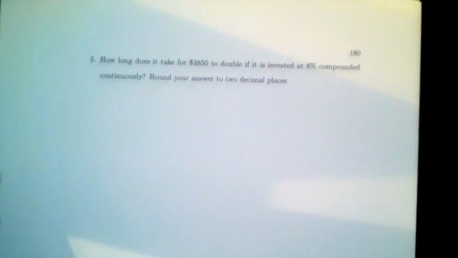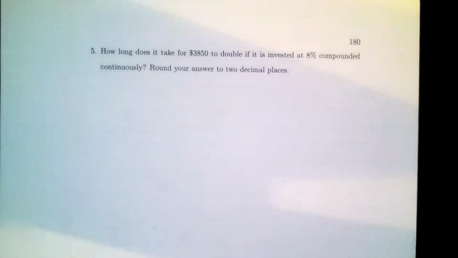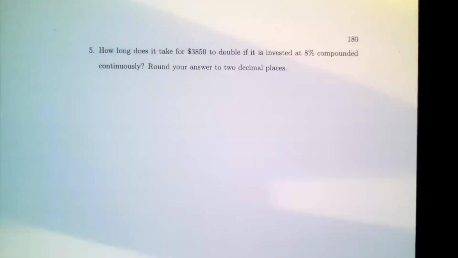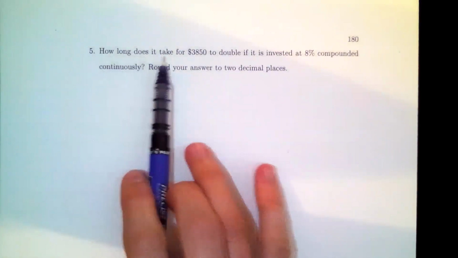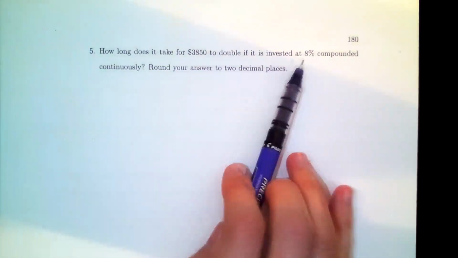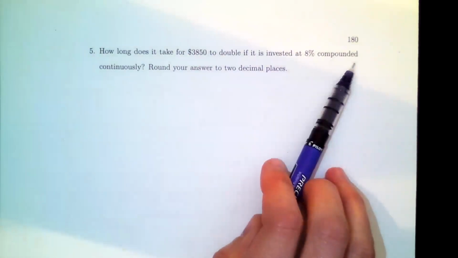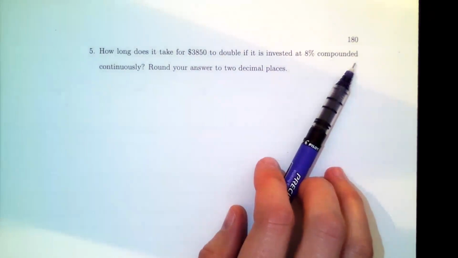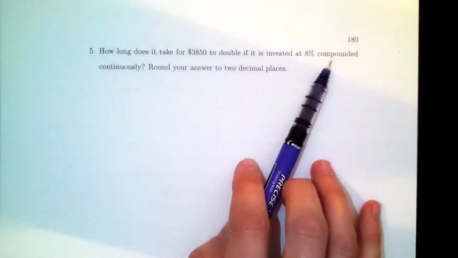All right, let's scooch over to our next problems. We're done with problem 4, and now we're into some word problems similar to ones we did in the last section. So let's read them. It says, how long does it take for $3,850 to double if it is invested at 8% compounded continuously? So in this problem, they're asking about money, and they're asking about continuously compounded interest on my money.